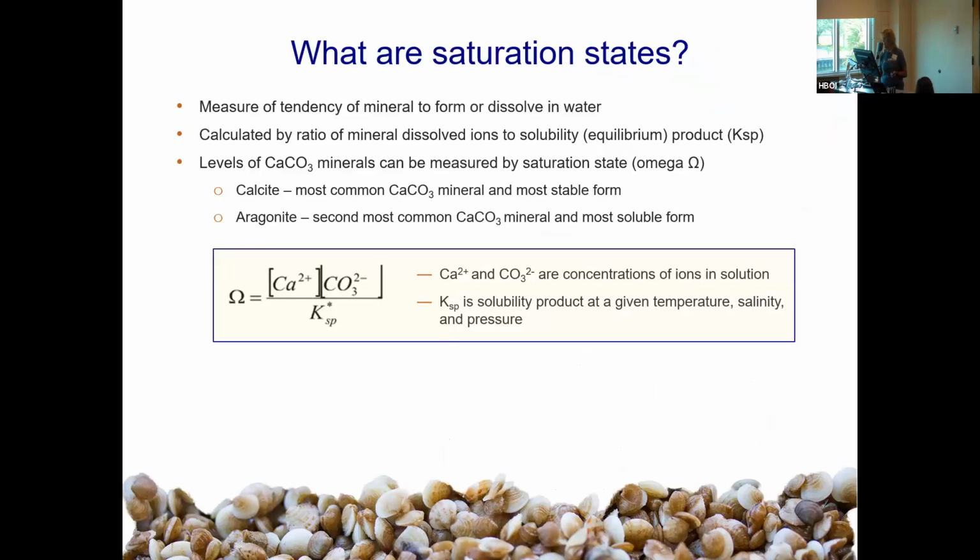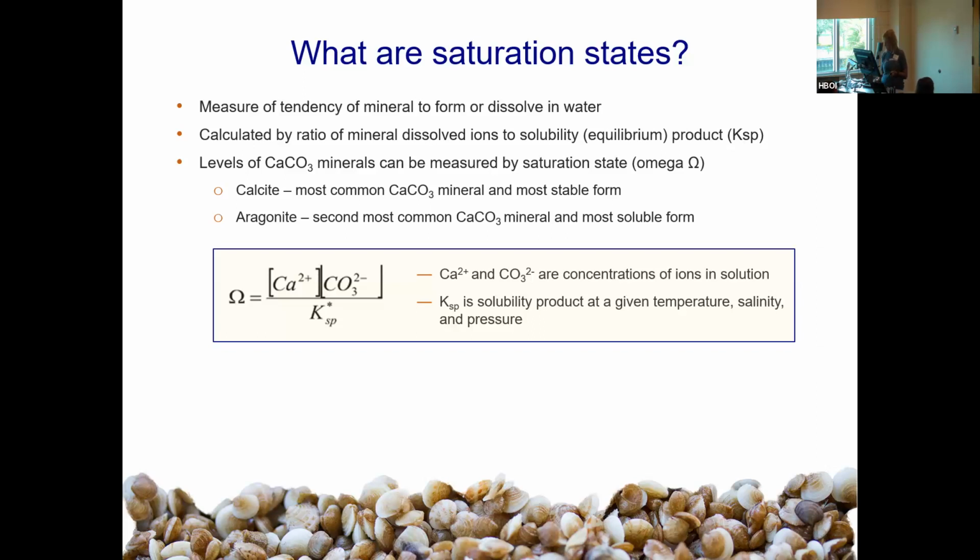We talked a little bit about saturation states, but what does that mean? What is a saturation state? It's the measured tendency of a mineral to form or dissolve in water. And it's calculated by the ratio of the mineral dissolved ions to a solubility or equilibrium product, which is based on a given temperature, salinity, and pressure. So we can determine saturation states for the 2 forms of calcium carbonate minerals that we're interested in, and it's expressed as the Greek letter omega.